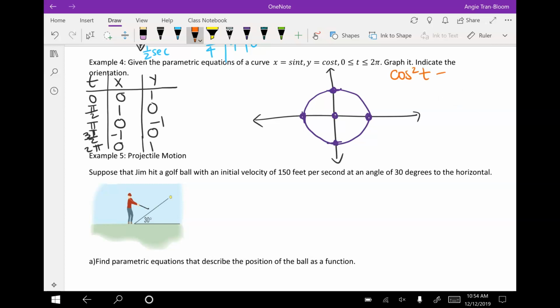Now, if you decide to change this to rectangular, you need to know the cosine squared of any angle plus sine squared of any angle equals what? 1. In this question, cosine is what variable? Y. So that means this is y squared. Would you guys agree? Sine is what variable? X. Can you see that it's still coming out to be a circle with a radius of 1? Either way, it's the same.